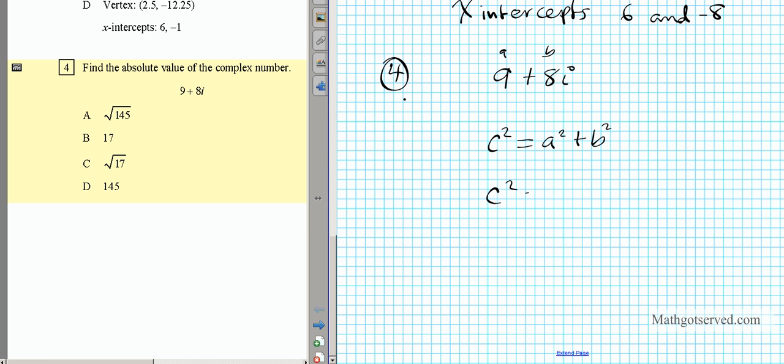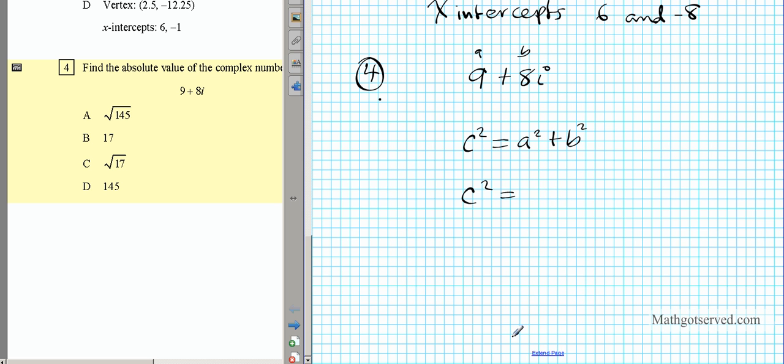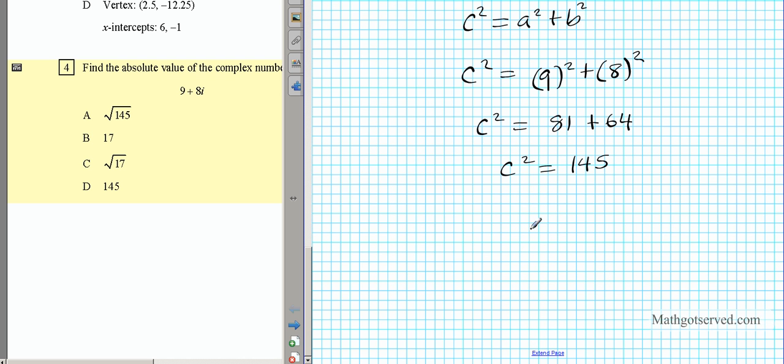So let's plug it in. Let's do the steps. We have 9 squared plus 8 squared, so c squared equals 81 plus 64. We add it up, we have c squared equals 145. If c squared equals 145, you root both sides, and you end up with c equals the square root of 145. And there goes your final answer.